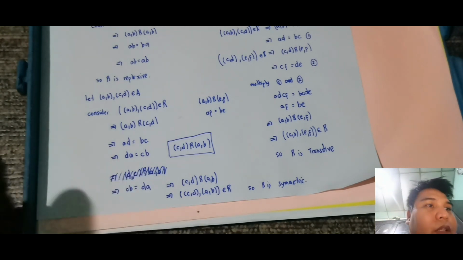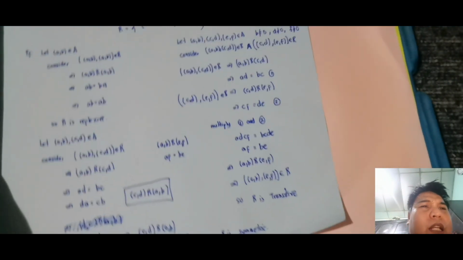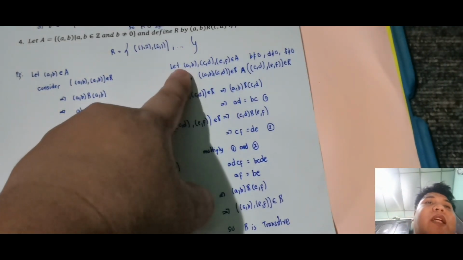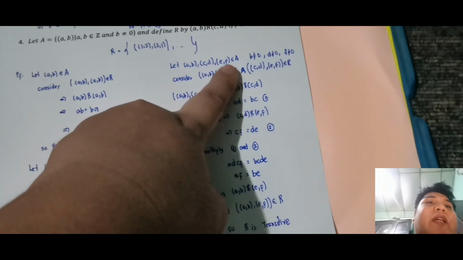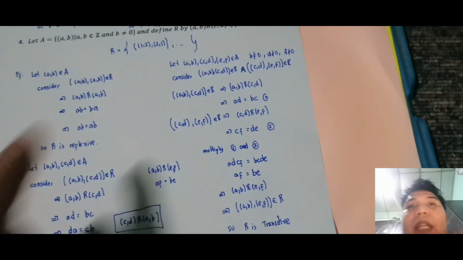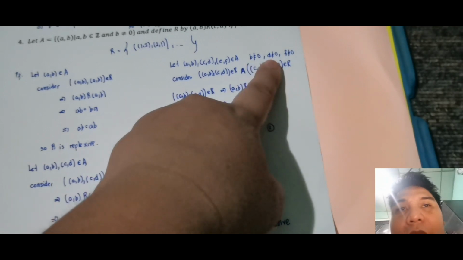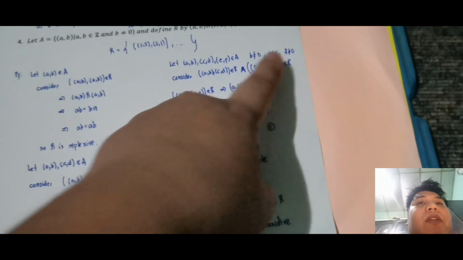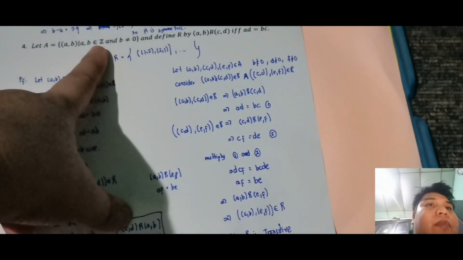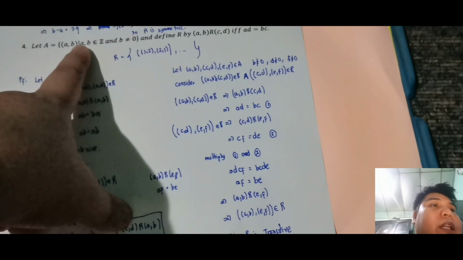Okay? Pero, i-check ko lang din. So, pag-usapan, check natin ha. So, sabi, let A, B, C, D, and E, F element of A. Okay? B is not equal to 0, D is not equal to 0, and F is not equal to 0. Ayun yung sabi doon. Okay? Kasi yung second coordinate dapat niya, hindi equal sa 0.